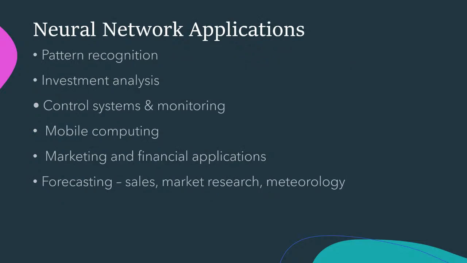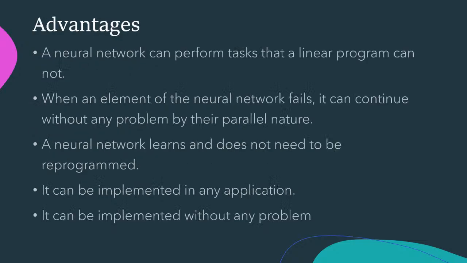And here, the neural network applications where we are implementing pattern recognition, neural networks are very helpful. If you observe the advantages of a neural network, it can perform tasks that a linear program cannot. When an element of the neural network fails, it continues without any problem because of its parallel nature. Suppose you are giving input data x1, x2, x3, up to xn. If any data fails, that means if any neural network element fails, the problem will not stop. It will continue without any problem because they are connected in a parallel nature. A neural network also learns and does not need to be reprogrammed.